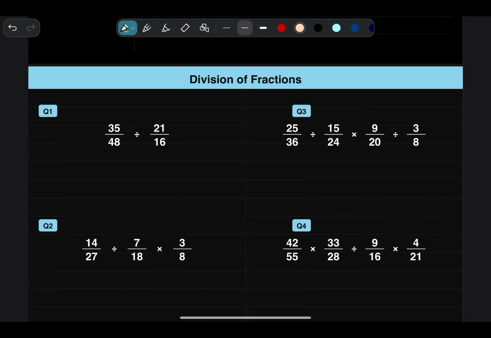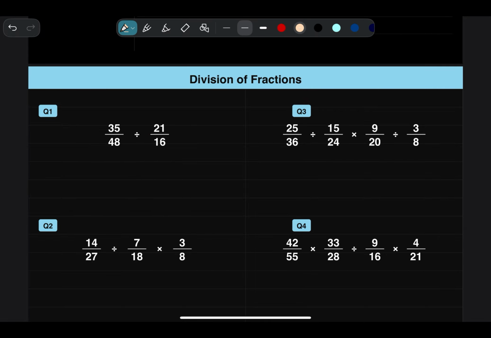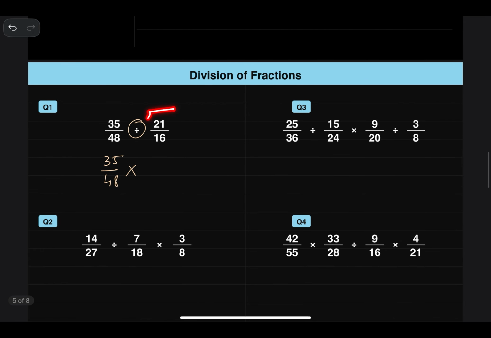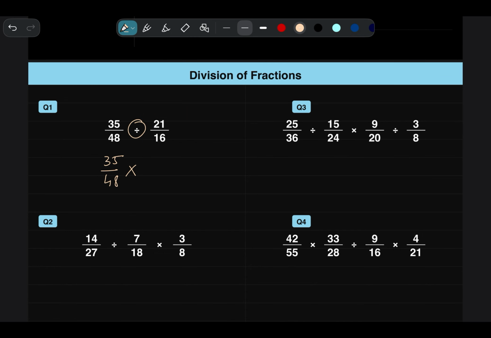Now, whenever there is a division sign, you know the first step what you have to do? This is division. In the next step, instead of the division sign, you will put a multiplication sign exactly. So what I'm going to do is copy 35 upon 48 exactly as it is. Instead of this division sign, put multiplication and then take the reciprocal of this. Reciprocal means write it exactly in the inverted form. So instead of 21 upon 16, I am going to say 16 upon 21.